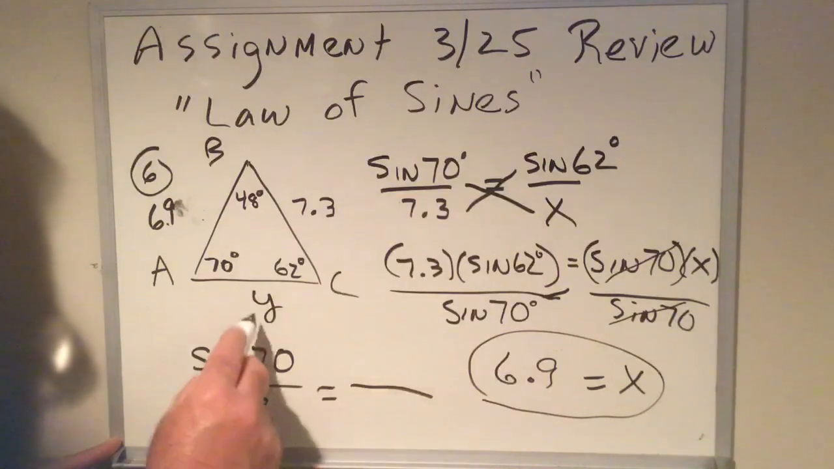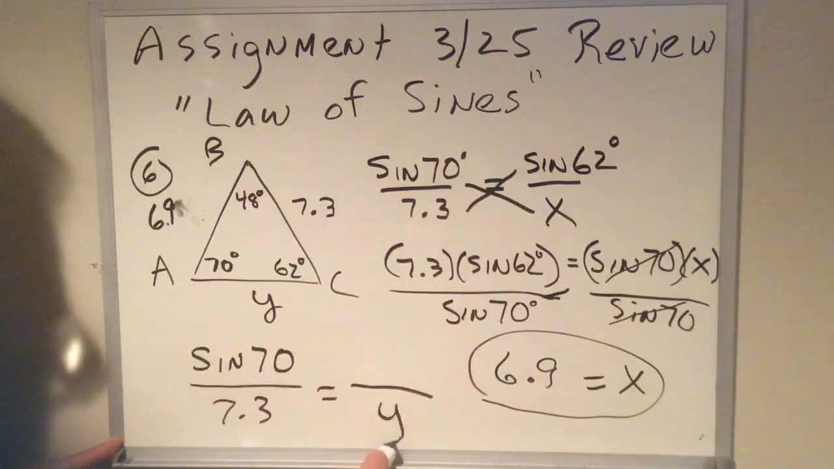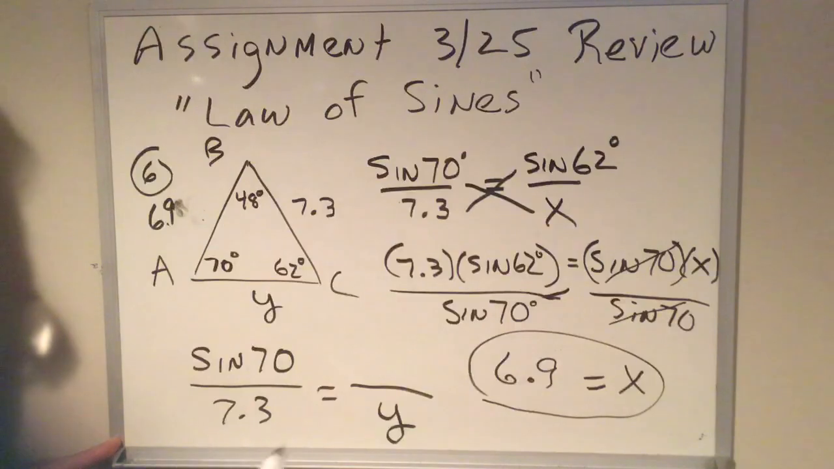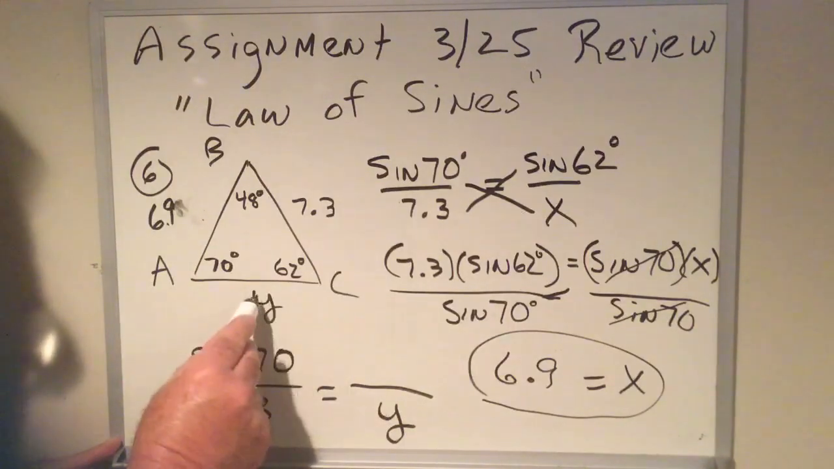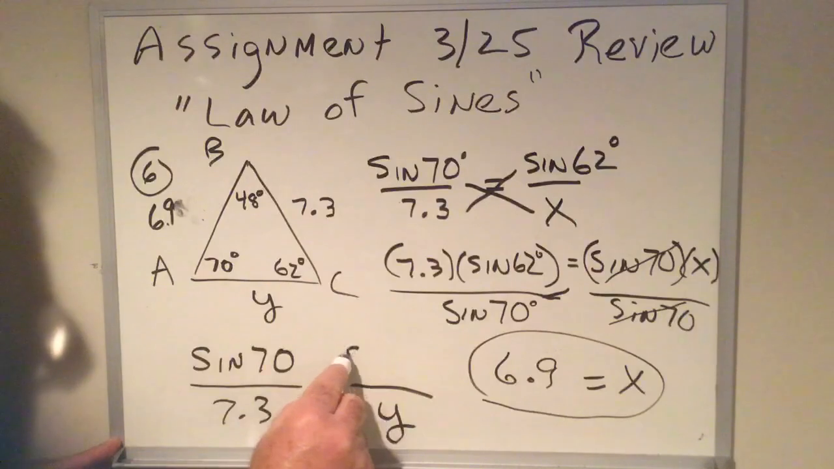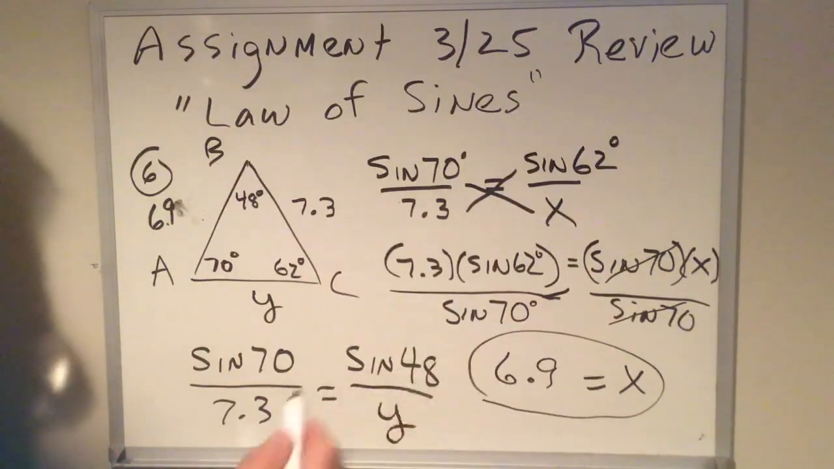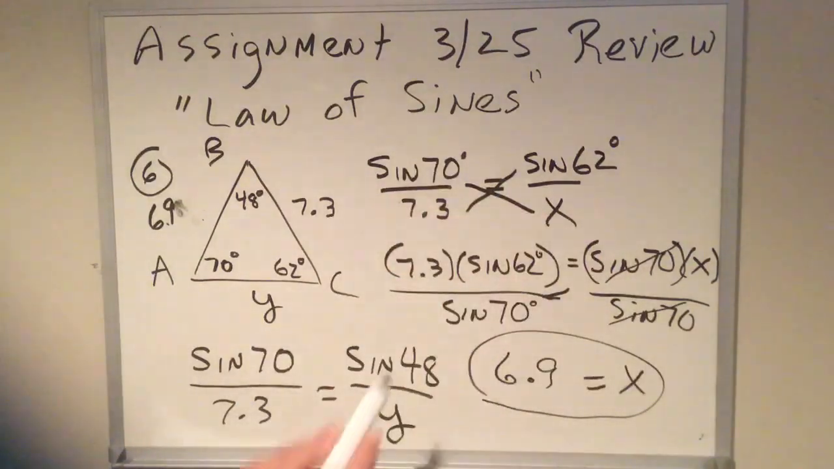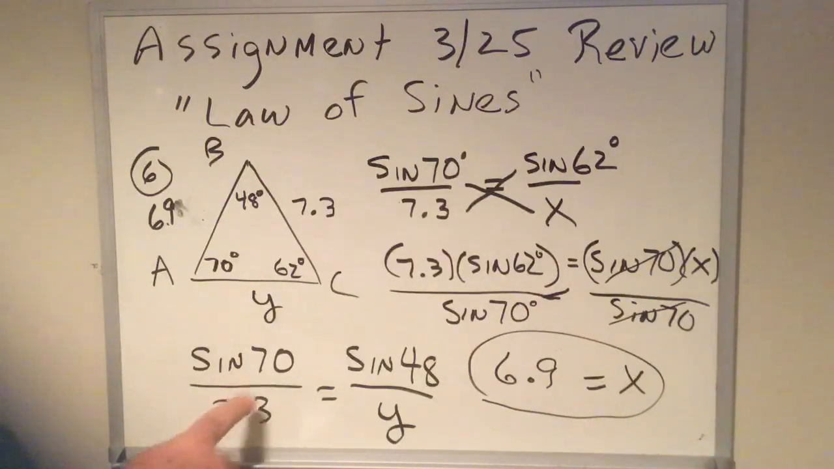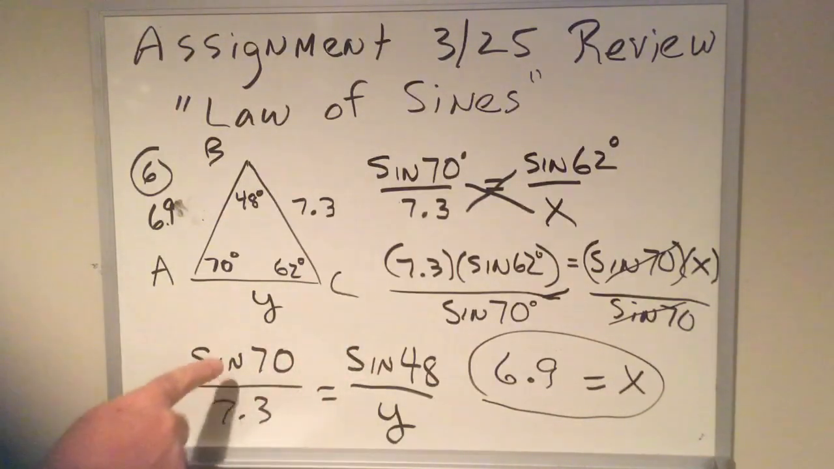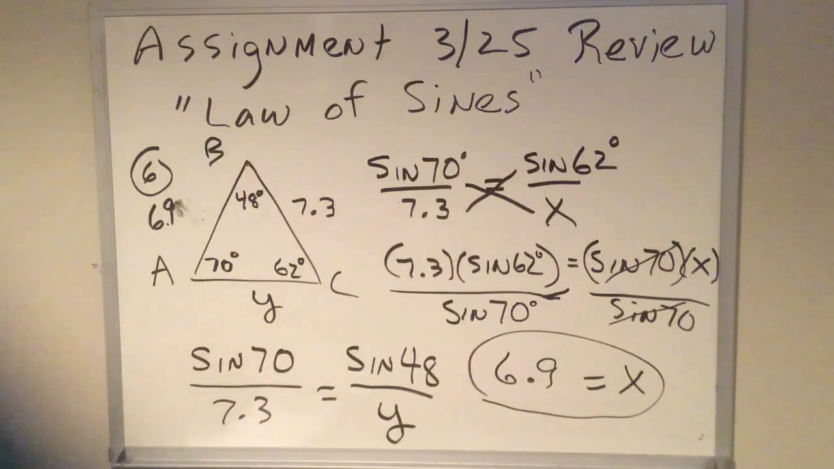Now, if you wanted to solve for y, the side length goes in the denominator. What angle is across from y? 48. So what would go on top? Sine 48. So you would go ahead and solve this problem algebraically, right? Cross multiply, divide by sine 70, both sides by sine 70. So if you're thinking this far ahead, this times this, enter, divided by sine 70, and you've got your answer.